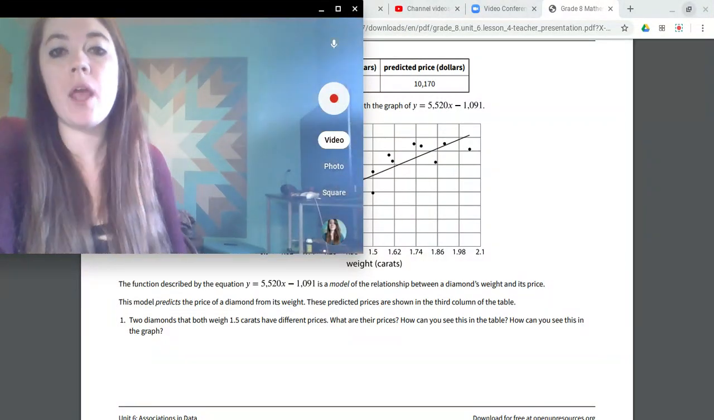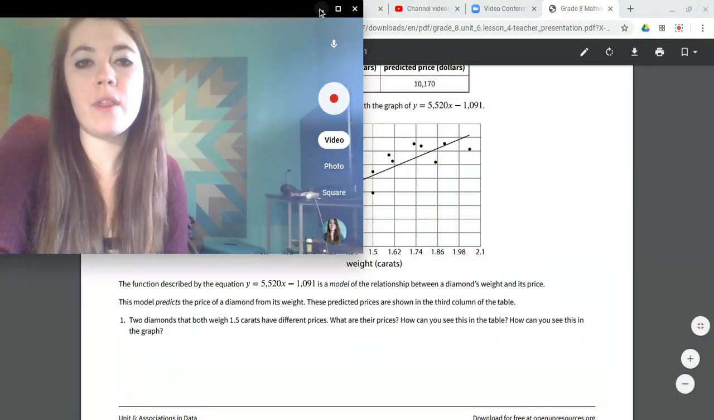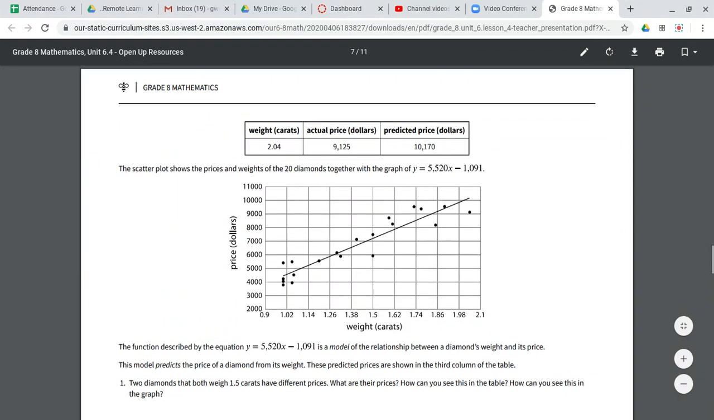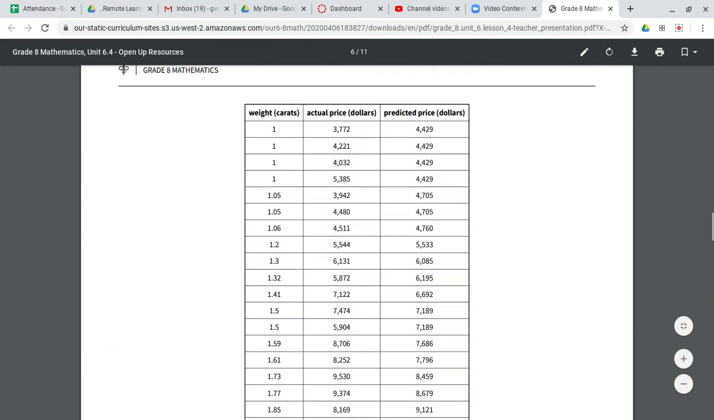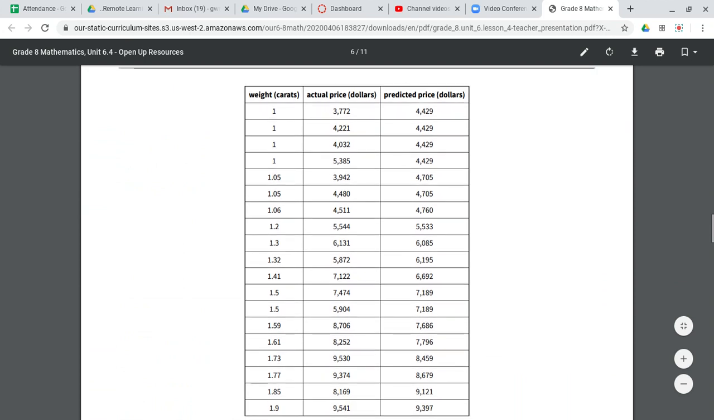Remember you have 5 lessons this week. So let's go ahead and jump right in. So I'm gonna shrink my screen down so you can see. If we look, we are looking at Shine Bright within our lesson 4. So we're looking at diamonds.